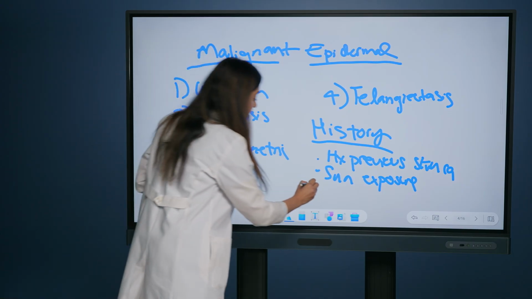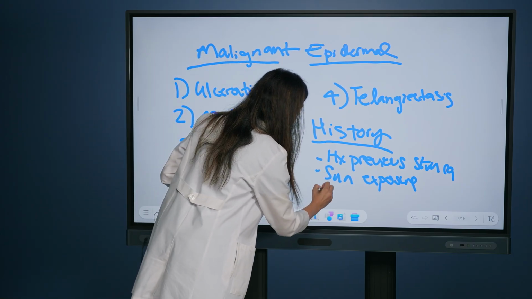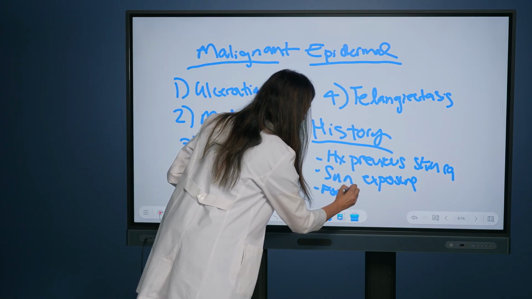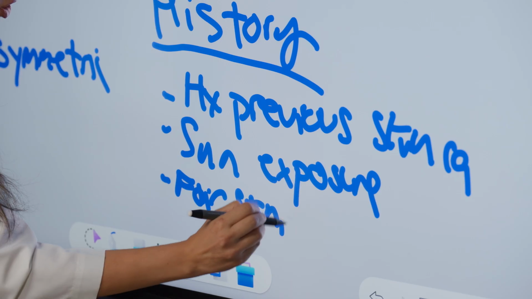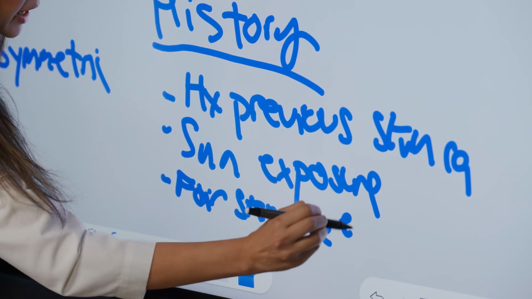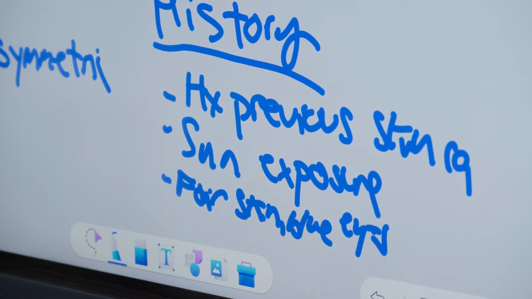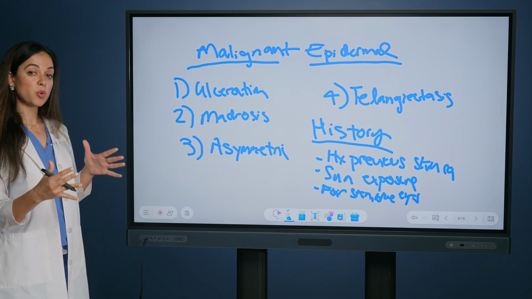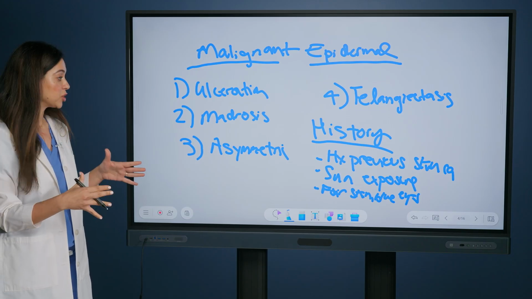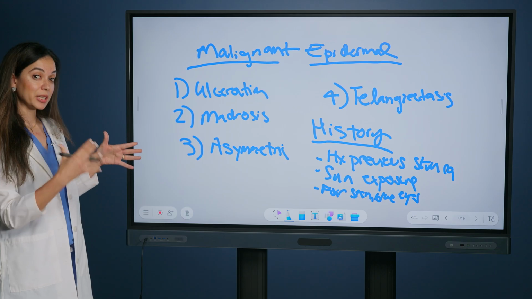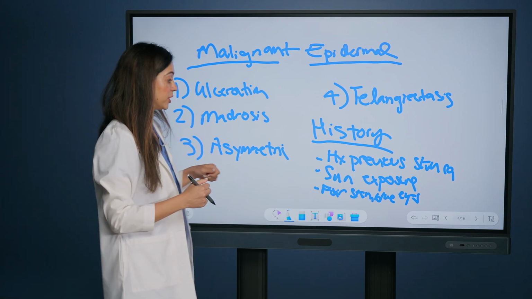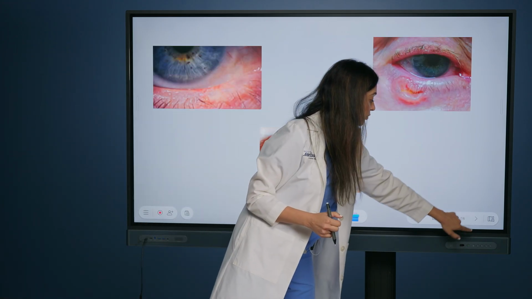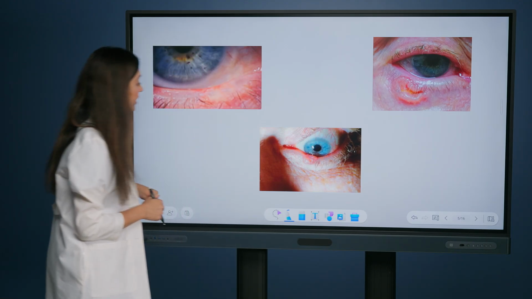Also, do these patients have fair skin, blue eyes? Those patients are also going to be at risk for skin cancer. So just things that we want to be thinking about when we first meet our patients and their history, as well as important things to be examining when we see them. So let's see some actual photographs of some of these eyelid malignancies.